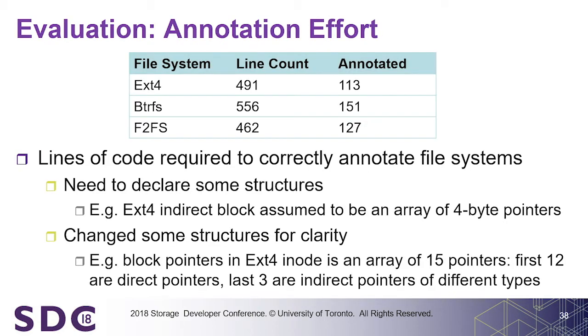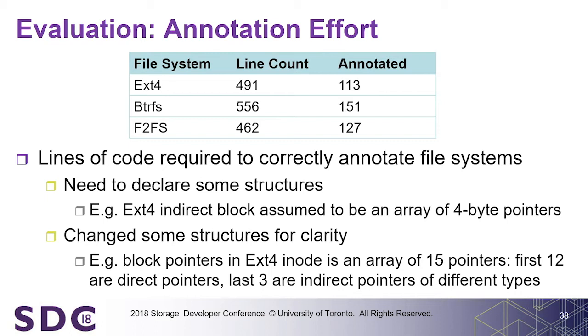So we now take a look at the annotation effort required to completely specify each file system. The line count column shows the number of lines of code that defines the on-disk data structure in each file system. The annotated column shows the annotations we have added to the original structure definitions. In all cases, the annotations are approximately 1/4 of the total line count. These numbers include the types of annotations that we have shown earlier, as well as 2 special cases.